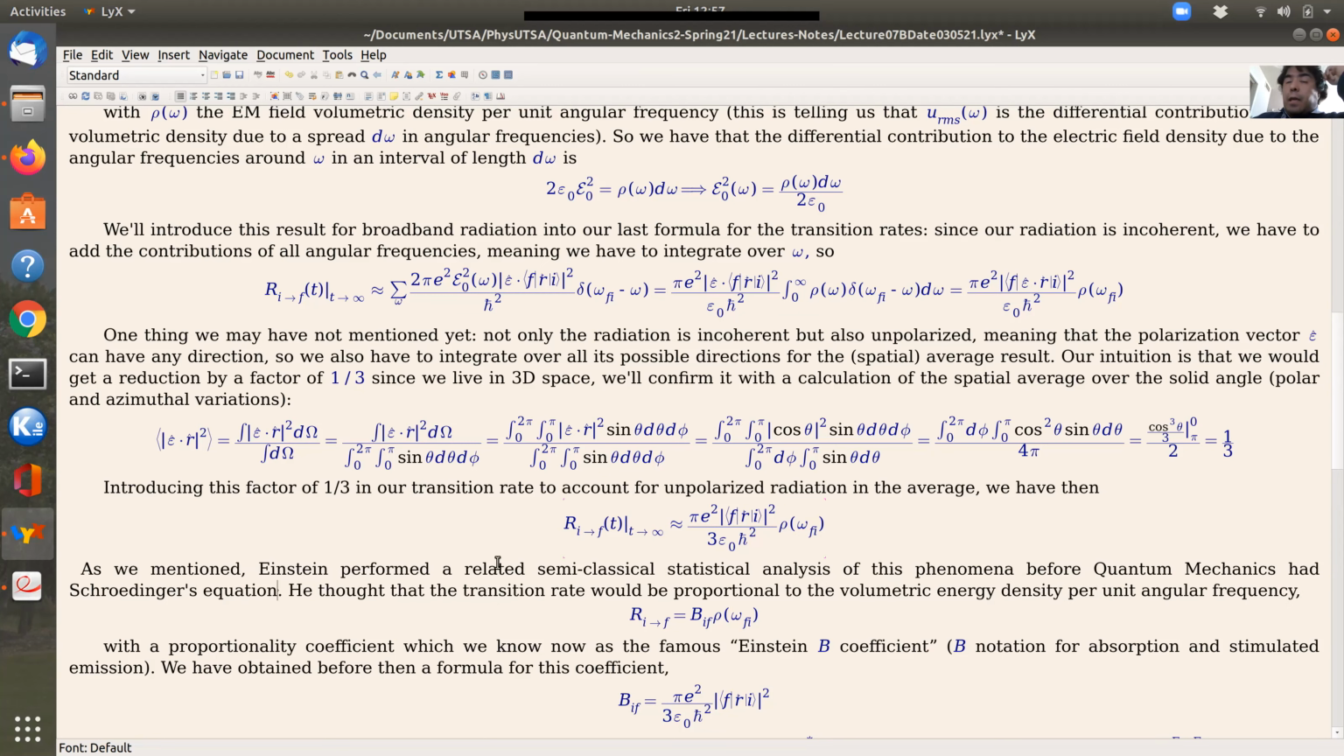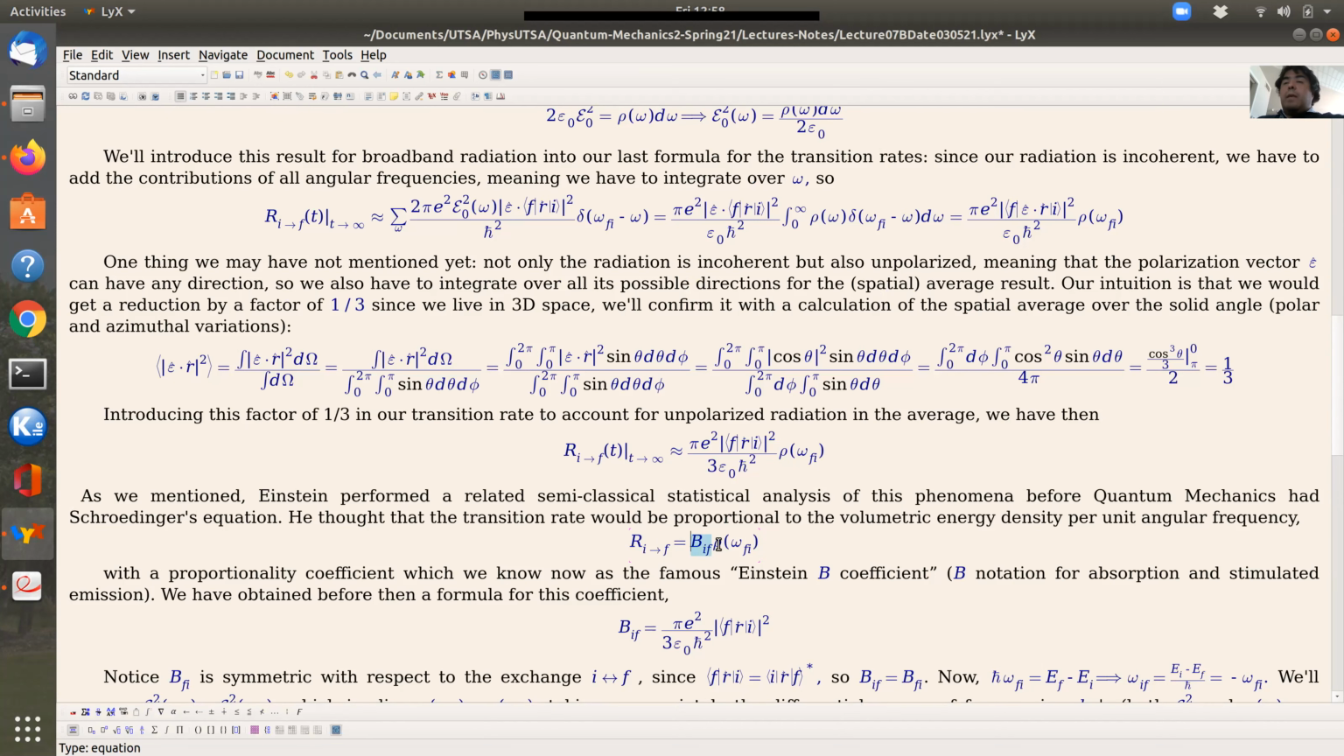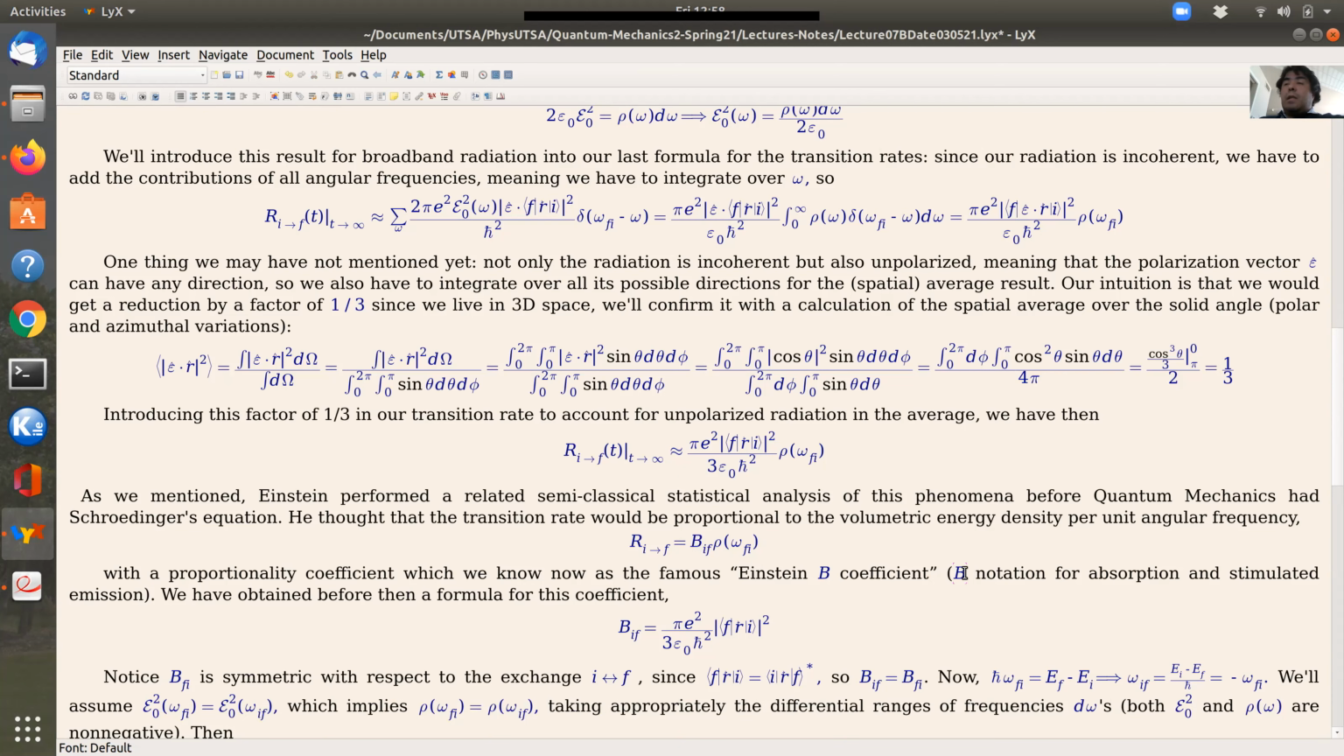So he already knew or thought in his analysis that the transition rate would be proportional to the volumetric energy density per unit angular frequency. So basically what he's thinking is, well, the more intensity of the energy field you have at that frequency, the more probable the transition will be. And so it will be proportional to it. And there will be a coefficient of proportionality, which he actually called the B coefficient. Now we know it in the community as the Einstein B coefficient. So this will be his notation, the capital letter B, for absorption and stimulated emission, which are processes that we have talked about before.